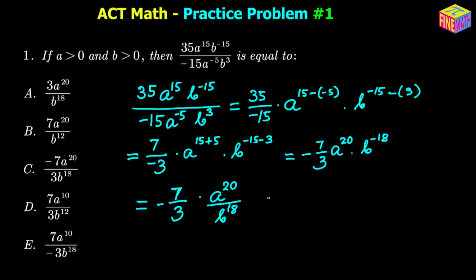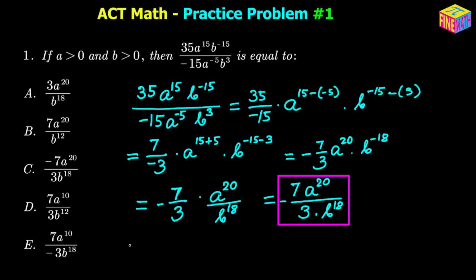So this would be 7 times a to the power 20 in the numerator, and in the denominator, let's keep the negative sign outside, we have 3 times b to the power 18. So that is our answer. Now if you look at the answer options, it looks like option C is the correct option. So this is the correct option right here, option C.